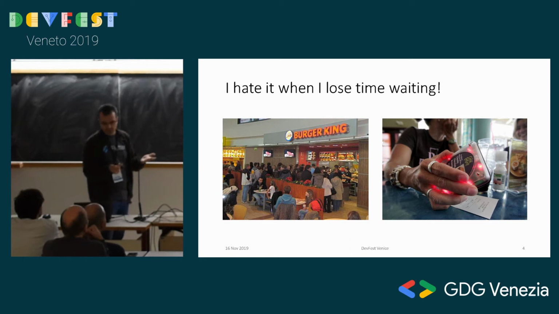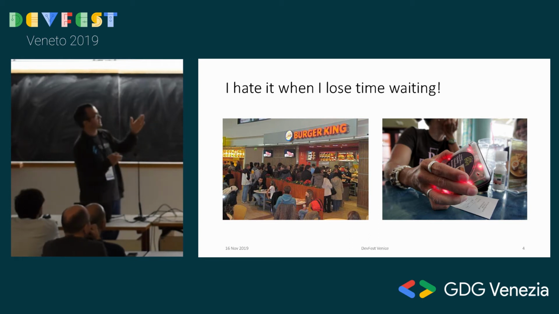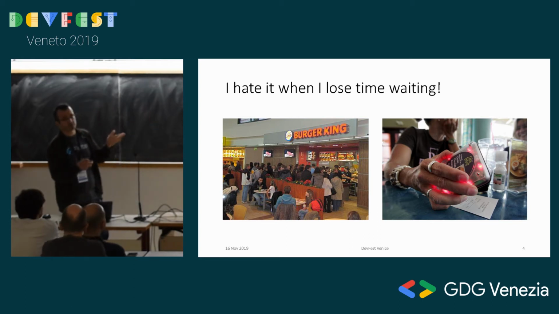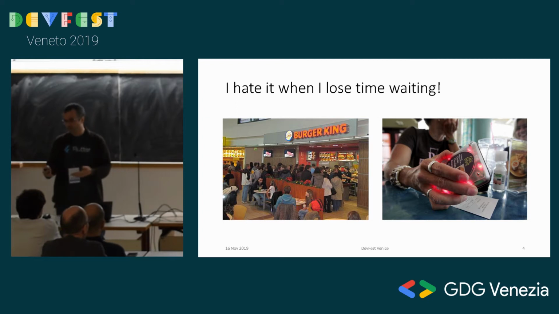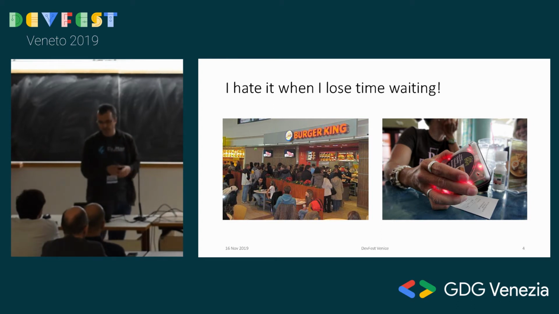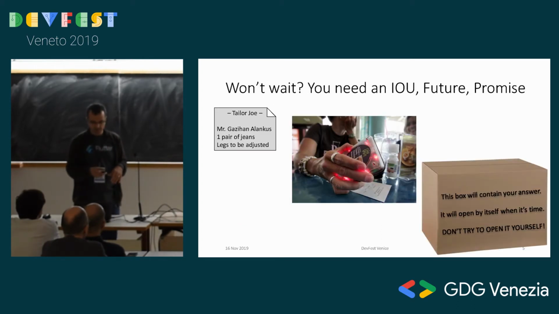I hate when I lose time waiting in front of a restaurant like this. In some restaurants, and in some self-serve restaurants again, they give you a little device. You sit down, you do your other things, and then when it's ready, it buzzes and you get your food. So this will be our analogy for the future object or promise object in this talk.